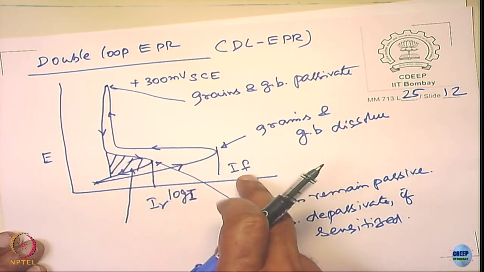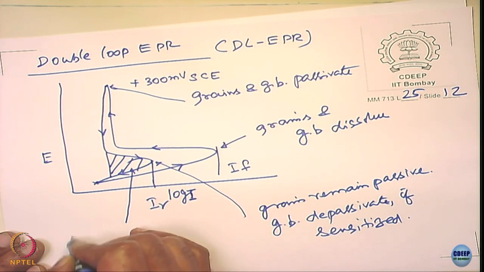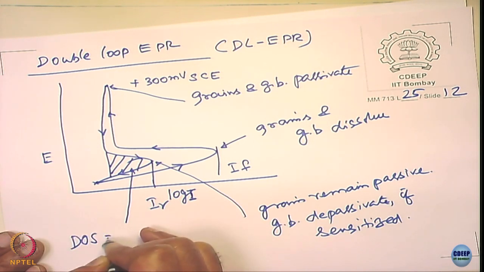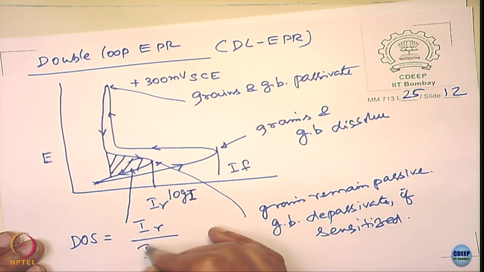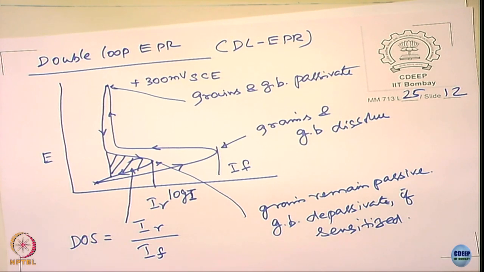What you can do is you can simply take these values, like the degree of sensitization can be written as I reverse over I forward, which is the fraction of this one, right. This gives you the fraction of the grain boundaries that suffer intergranular corrosion. So, this is also used as one of the quantitative tests to quantify to what extent the sensitization has occurred.